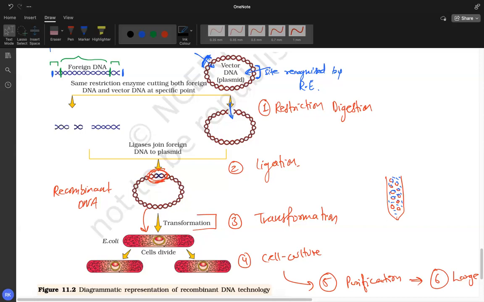So what we do, we also put one marker gene that will tell us at the end of the process, visually, that whatever we did has worked.